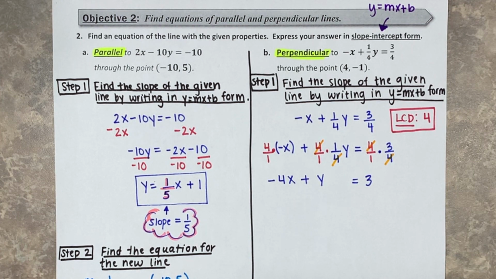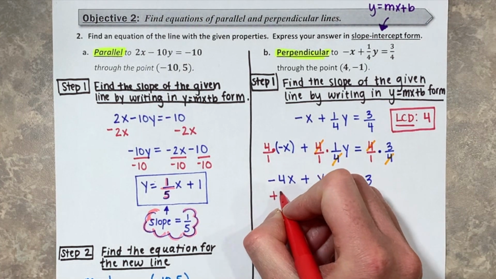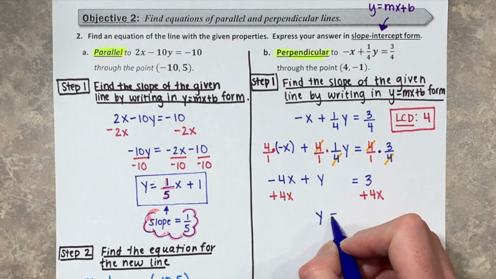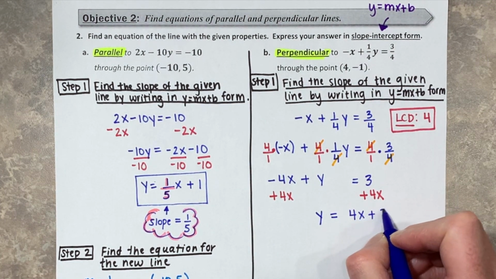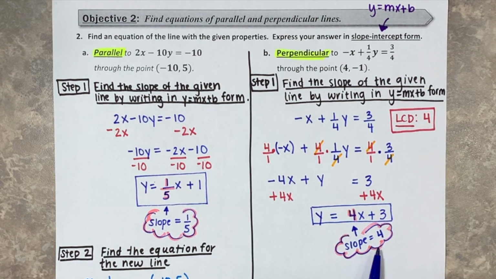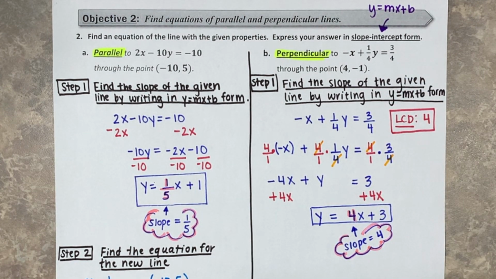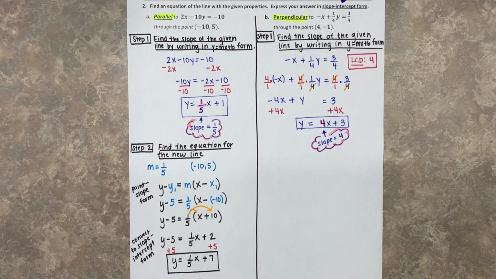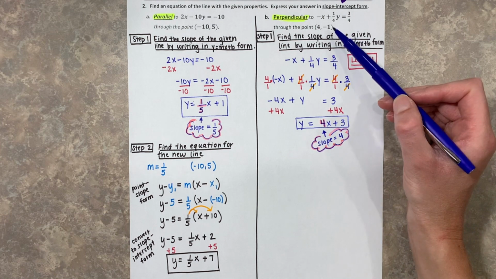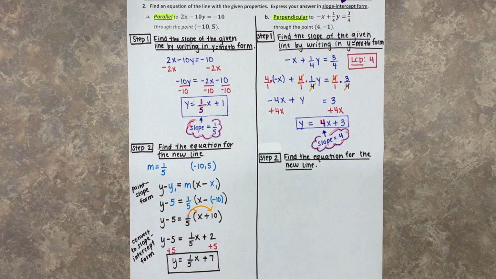Now there's just one last step to isolate y and get this in y equals mx plus b form. We just need to add 4x to both sides. And that will leave us with y is equal to 4x plus 3. Now that it's written in y equals mx plus b form, we can quickly identify the slope of the given line, which is 4. Now we have to come up with the equation of a brand new line. Our brand new line has to be perpendicular to this given line, and our brand new line has to go through this given point.